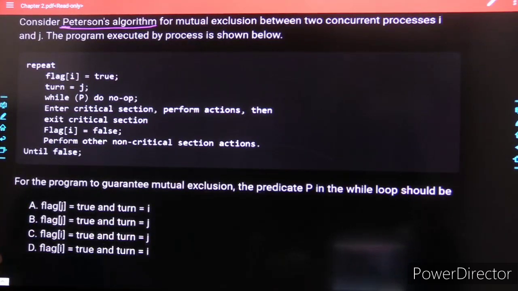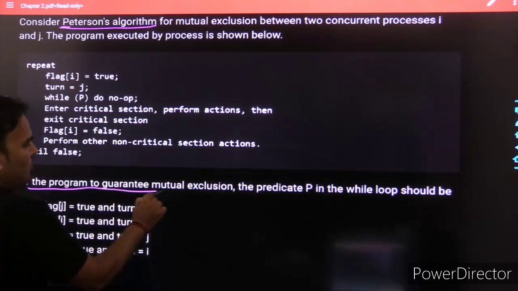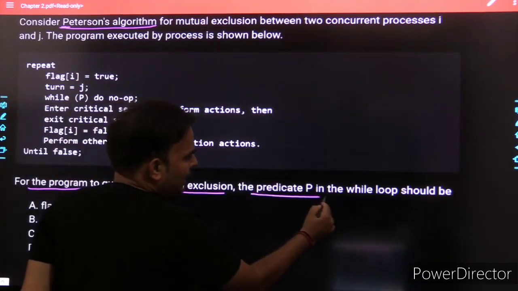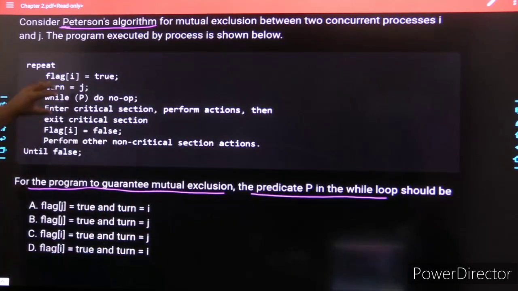Here we have two processes I and J. The program executed by the processes is shown below. This is a program for the Peterson solution, which you know is restricted to only two processes. It can provide synchronization among two processes only. So here it is using two processes, I and J, and this is the code, my dear friends. For the program to guarantee mutual exclusion, the predicate P in the while loop should be, what will be the code for this? While loop P. Understand clearly, my dear friends? Do no operation.